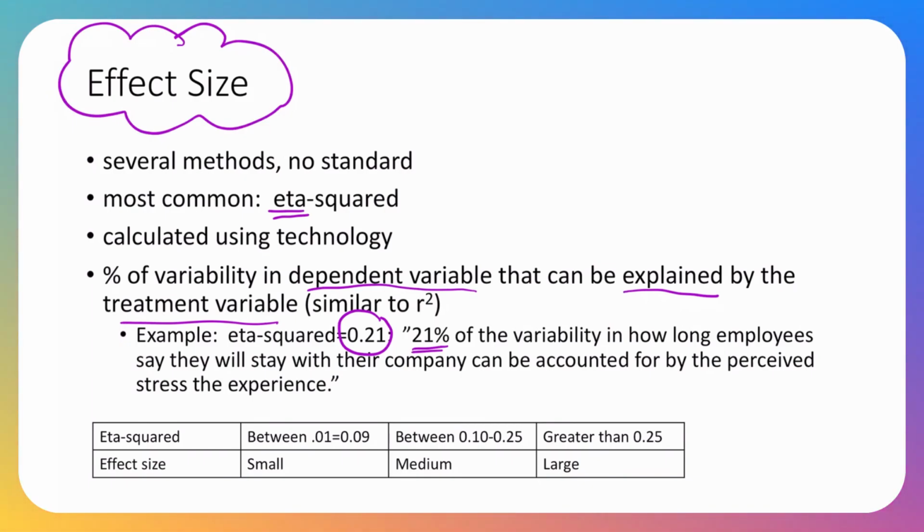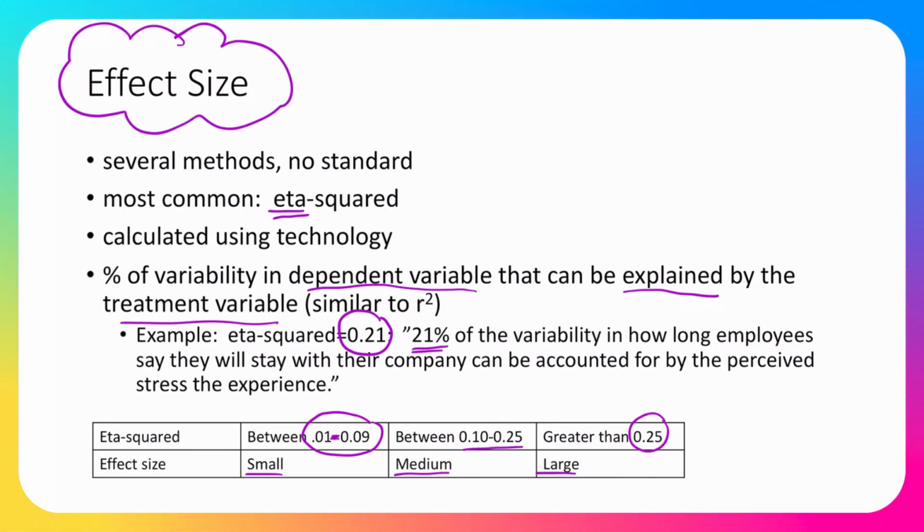How do we interpret the effect size? Well, if eta squared comes out between 0.01 and 0.09, then it's a small effect. Between 0.10 and 0.25, it's a medium effect. And if it's greater than 0.25, then it's considered a large effect.